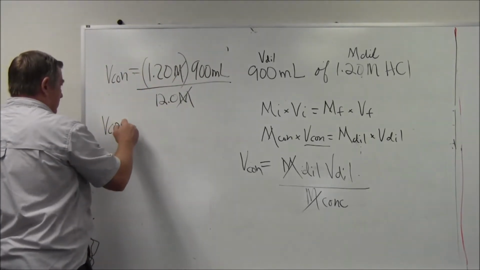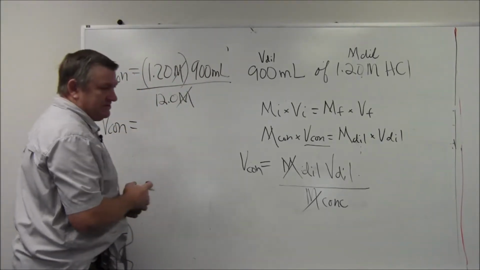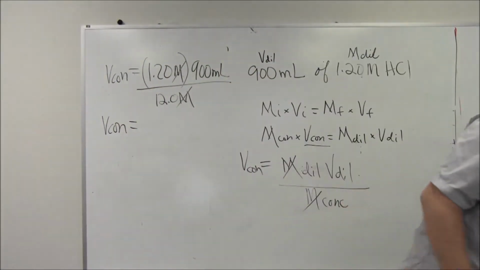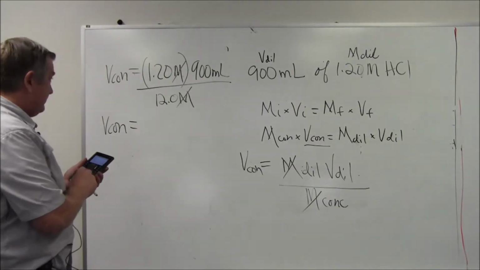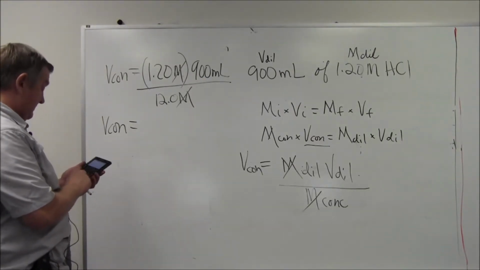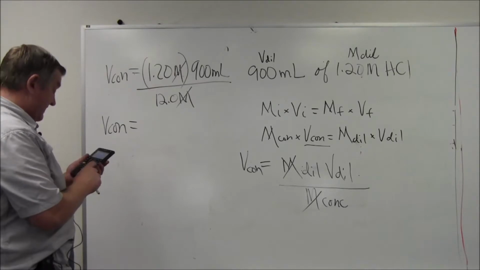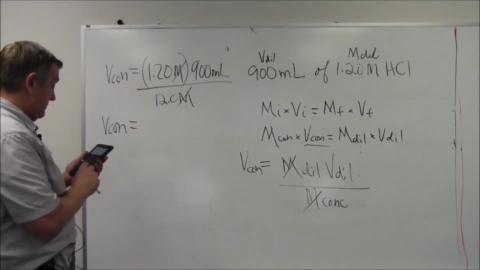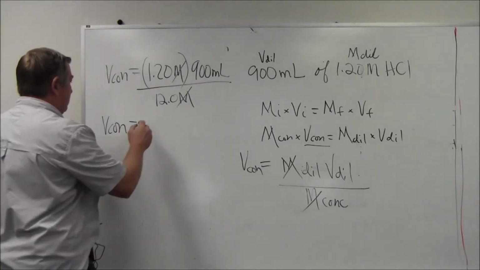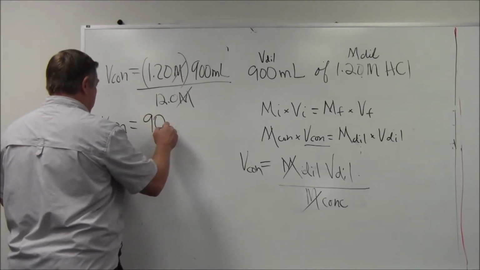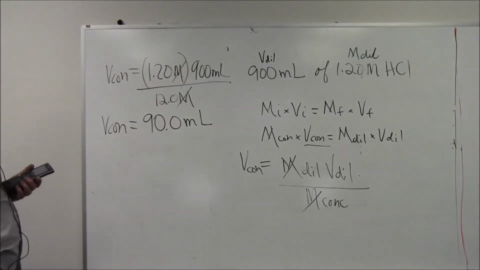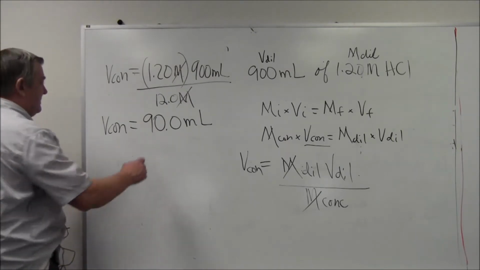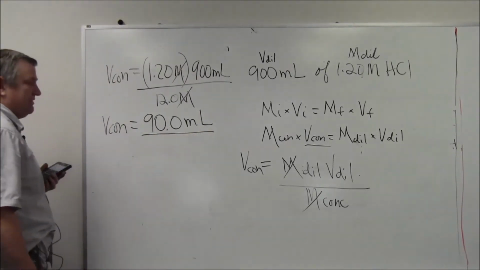So V con equals. Let me get out my calculator and calculate this. So 1.2 times 900 divided by 12. And I get 90. 90 milliliters. Okay? 90. So that's how much I've got to take out of that 12 molar stock.